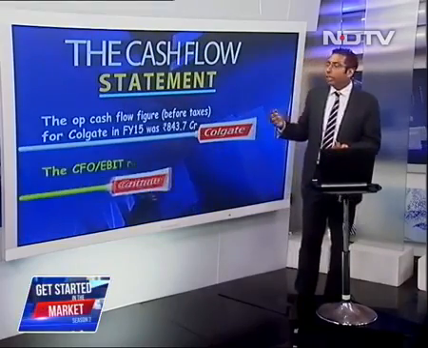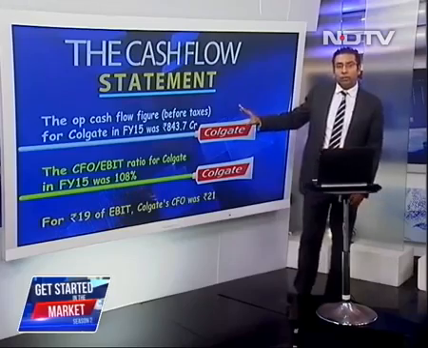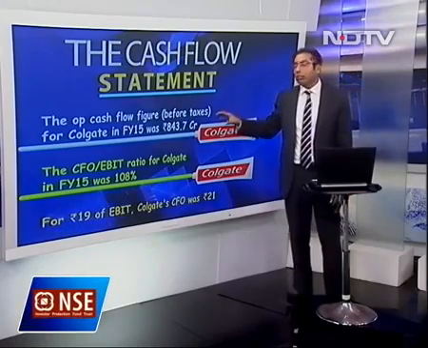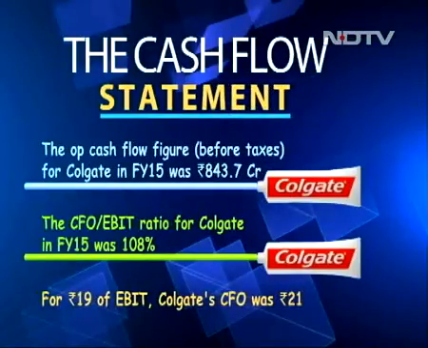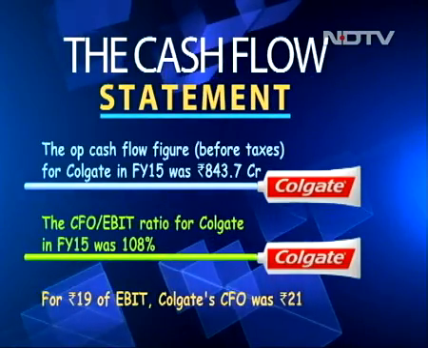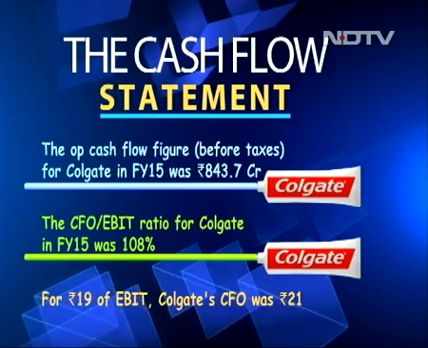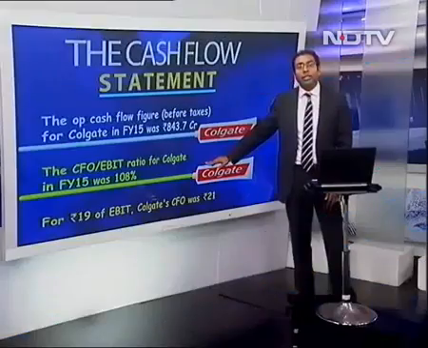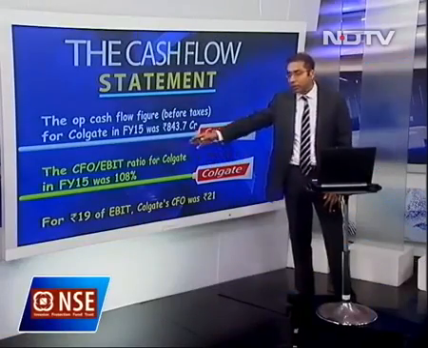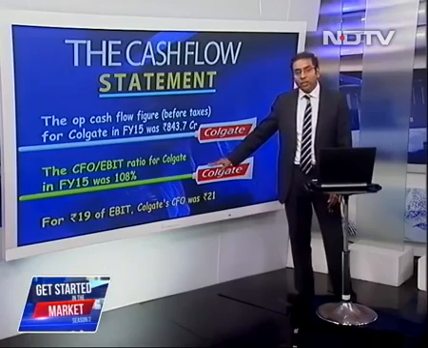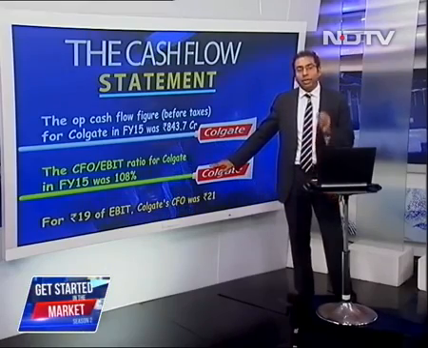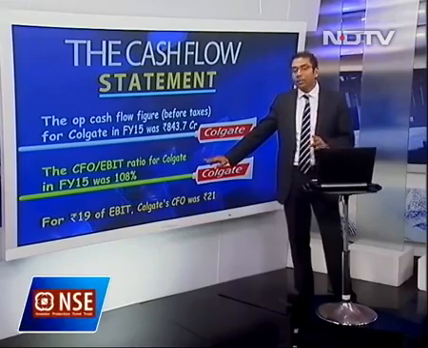Operating cash flow is the metric to focus on. So if you look at a company's cash flow statement, look for the operating cash flow figure. For Colgate, this number was a punchy 844 crores in FY15. As a result, what we call the operating cash flow to operating profit ratio, CFO to EBIT, as is shown here, was 108%. Now, just to give you a sense of how powerful this is, a typical corporate in India will have a CFO to EBIT ratio of around 60%.